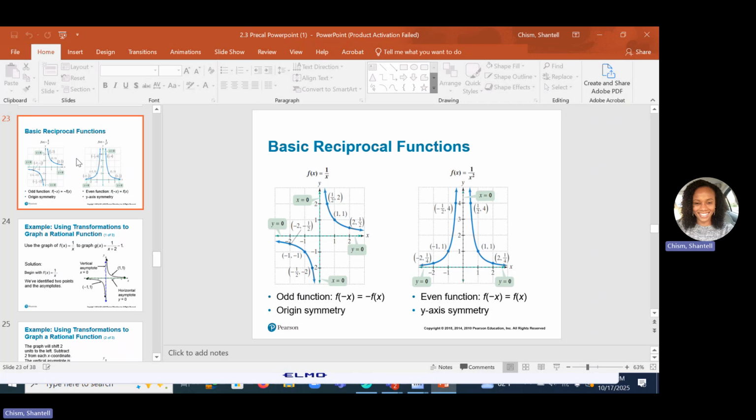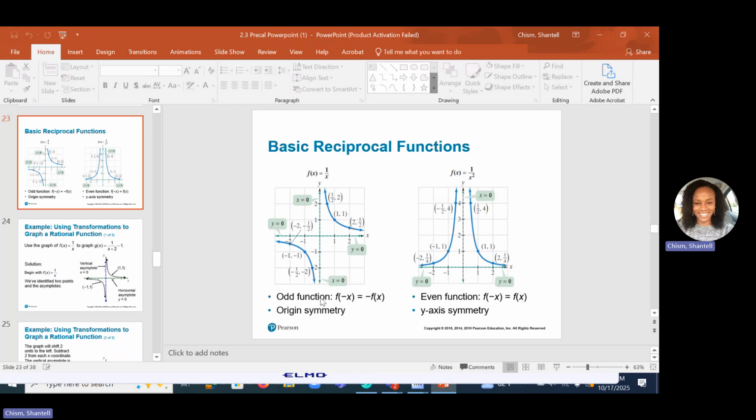Basic reciprocal functions. So in order for us to look at the graph, I want you to understand that sometimes you have a property of symmetry. You want to see if symmetry applies. So these are two basic reciprocal functions, rational functions. They're rational, and they're the reciprocal functions. Here is 1 over x.